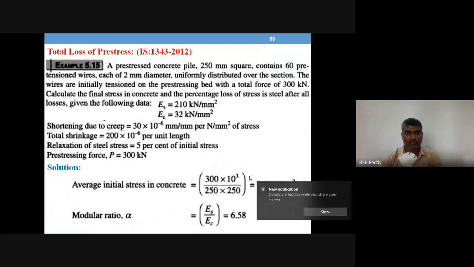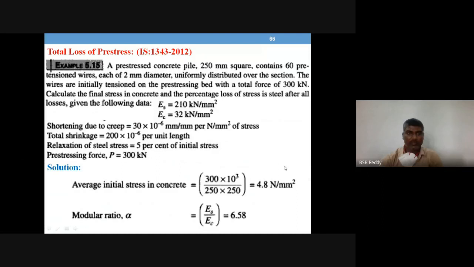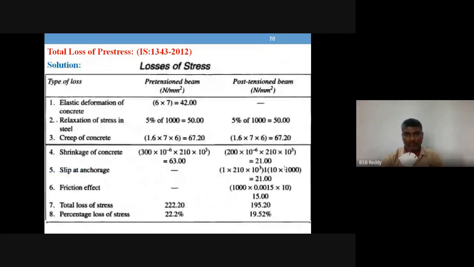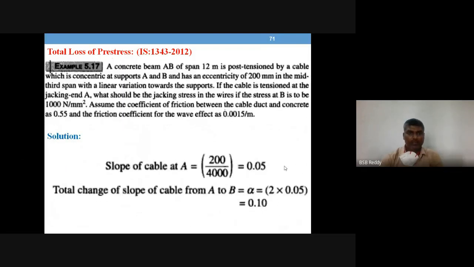First two examples on pre-tension member. Okay, then the example on both pre-tensioning and post-tensioning members. Now let us see some more examples and close this unit 3. This will be the last session for unit 3. From next session onwards, we'll talk about unit 4, design of pre-stressed concrete members.